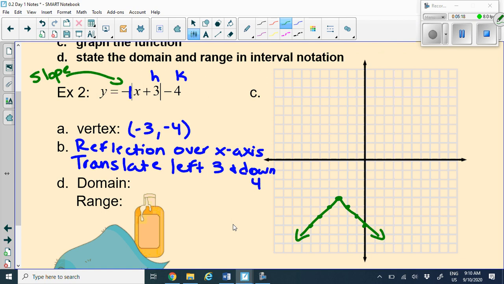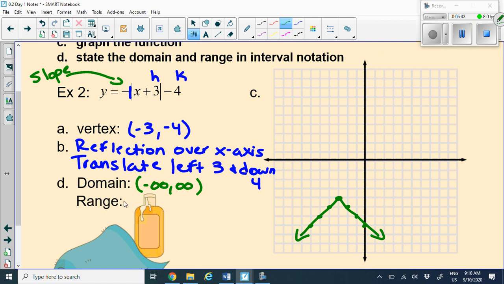Okay, our last thing that we need to do is talk about domain and range. Now, notice that here, because of our arrows, we are going to hit all the negatives and positives on our x-axis. So that just means that our domain is negative infinity to positive infinity. If you don't already recognize that, domain is going to be the same for all absolute value functions. So domain is always going to be negative infinity to positive infinity.